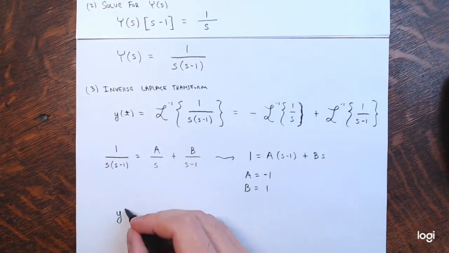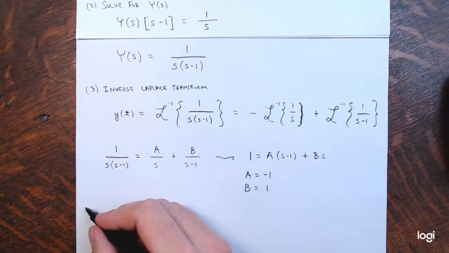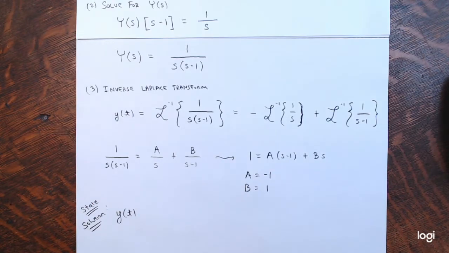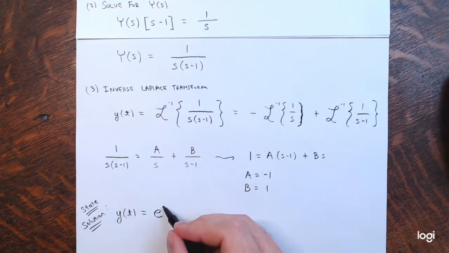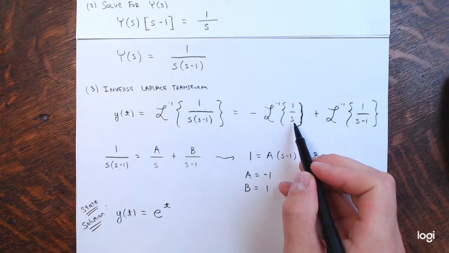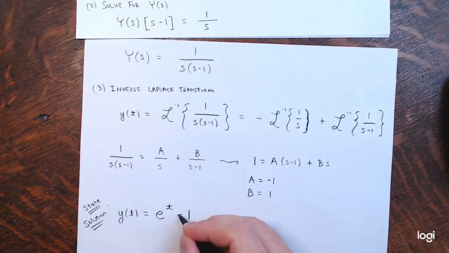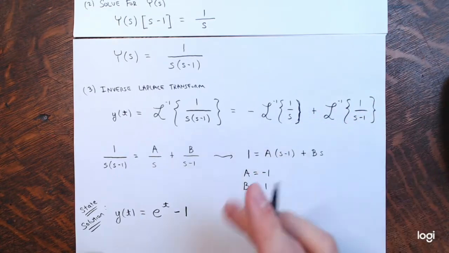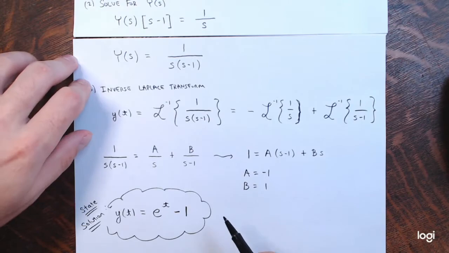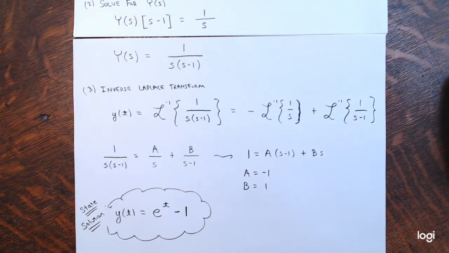So y of t, then, once we've got this inverse Laplace transform, that's the solution of the initial value problem. Equals e to the t, and then the inverse Laplace transform of 1 over s was just 1, so minus 1. Okay, so negative 1 plus e to the t, or e to the t minus 1. There's the solution of the initial value problem.